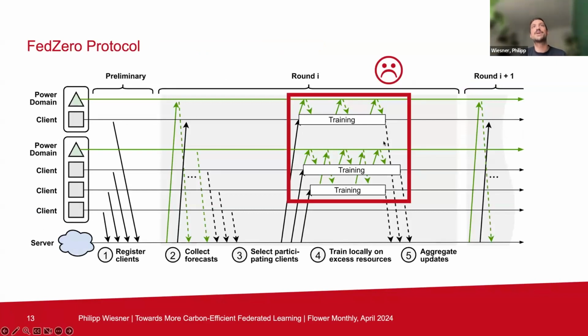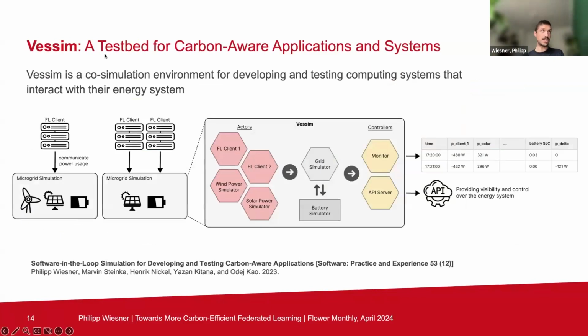Of course, I wouldn't put that big of a focus on it if we weren't working on a solution, because for about a year now, we're working on a co-simulation framework, and now I'm moving on to ongoing and future work. It's called WESM. It's a big testbed for carbon-aware applications and systems, so for computing systems that have to interact with the energy system. And what WESM is, we basically took a bunch of already existing domain-specific simulators, so simulators for power production, so solar power production, wind power production, as well as battery simulators, grid simulators, and we plugged them all together in a big co-simulation framework called Mosaic.